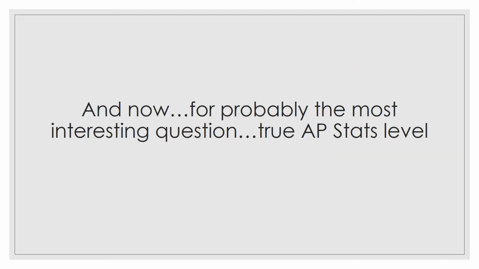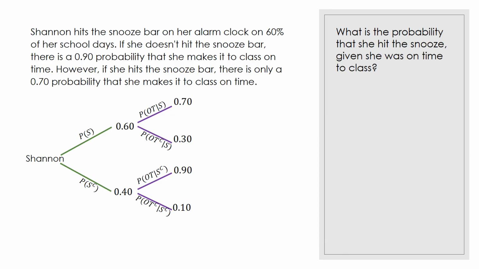Now, for probably the most interesting question and the true AP stats level question, we want to look at what is the probability that she hit the snooze given she was on time to class? So you start to think, doesn't that sound like it's the same exact question? And the answer is no, this is not the same question. This is not given to us in our tree diagram, because what we want to know is what's the probability she hit the snooze given she was on time. So Shannon gets to class, she's on time, and I say, I wonder if Shannon hit the snooze button or not. Let's try to find out.